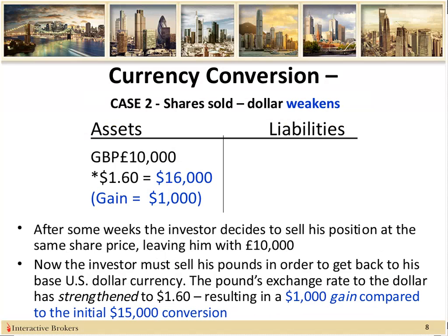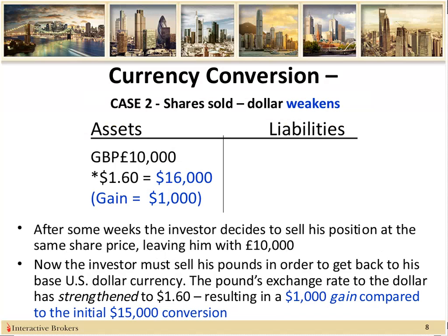So now let's examine the same process in which the position was closed at the same price it was bought. But this time, let's assume the value of the pound rose against the dollar. So the investor now sells all 10,000 shares at £1 each and leaves his account with a balance of £10,000. In this case, though, the rate of exchange has moved to $1.60, which means that the British pound buys more dollars than at the time of the initial transaction.